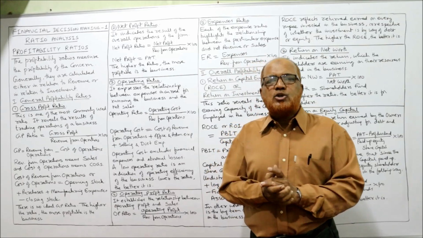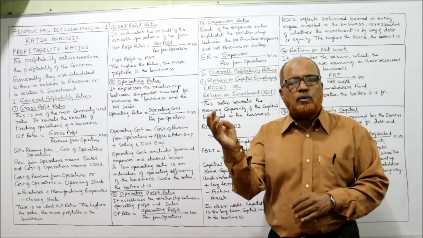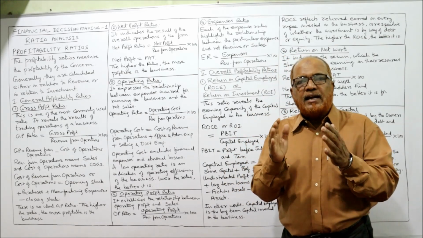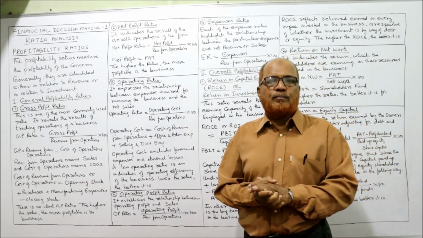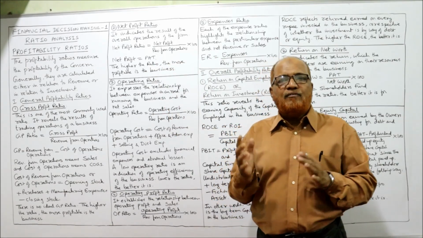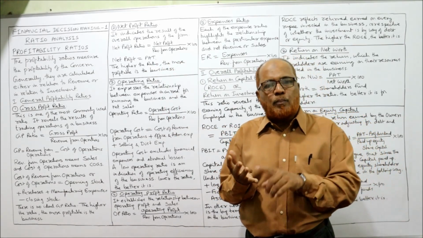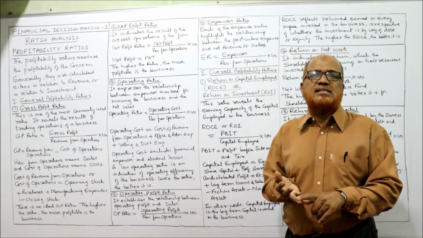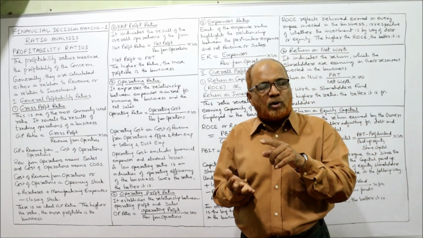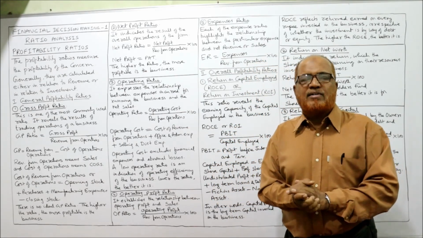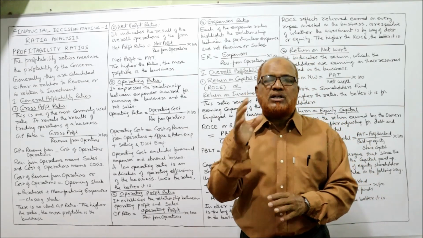So in liquidity ratio, I've explained the current ratio, quick ratio, acid test ratio. Then secondly, capital structure ratio or leverage ratio or long-term solvency ratio. We have covered debt equity ratio, proprietary ratio, capital gearing ratio, fixed assets ratio. Then I explained interest coverage ratio and dividend coverage ratio. These are the ratios I explained under capital structure.